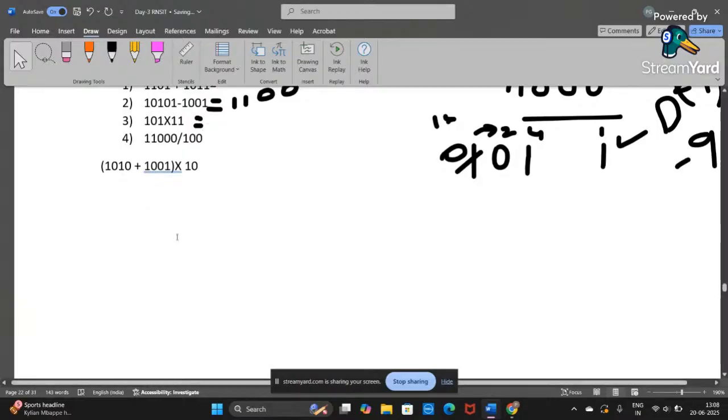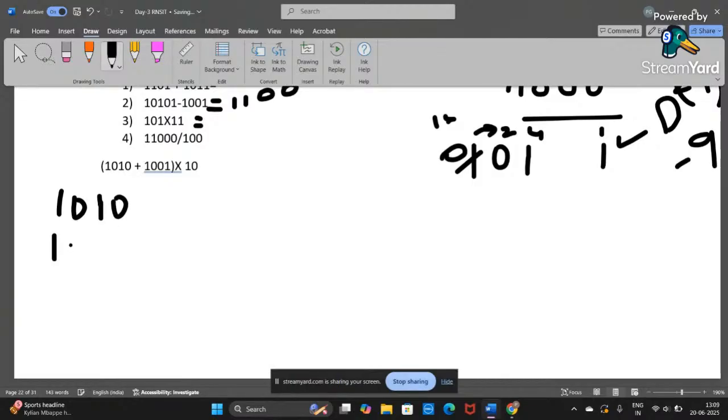Okay, we'll solve this here itself. 1, 0, 1, 0, 1, 0, 0, 1. We need to add all this. 0 plus 1, it is 1. 1 plus 0, it is 1. 0 plus 0, it is 0. 1 plus 1, it is 0 and carry 1. Right?